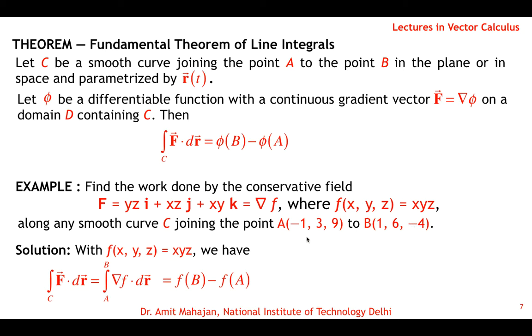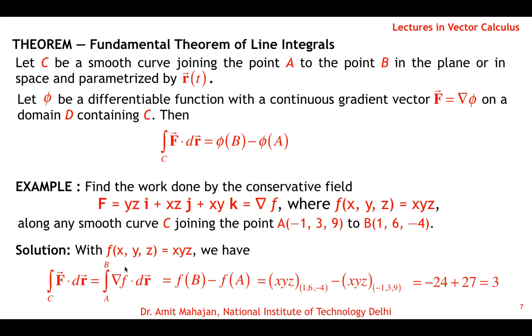B is (1, 6, -4), A is (-1, 3, 9), so that means the xyz value at (1, 6, -4) minus the xyz value at (-1, 3, 9). So we can substitute the xyz values and solve it to find that the work done along C is equal to 3.